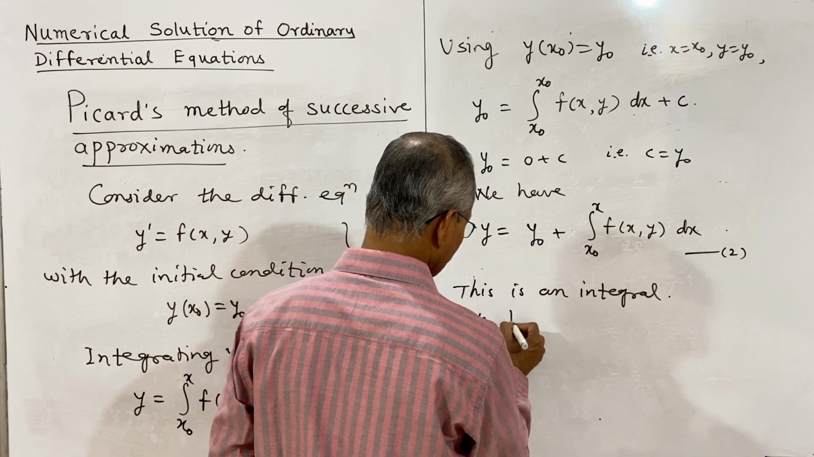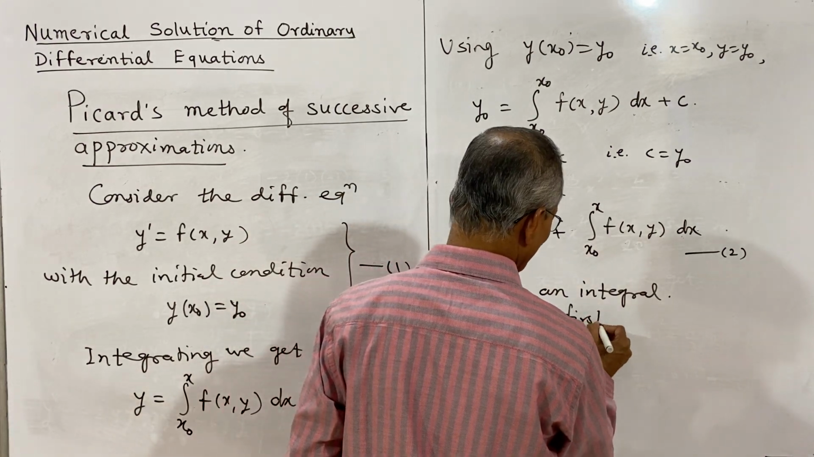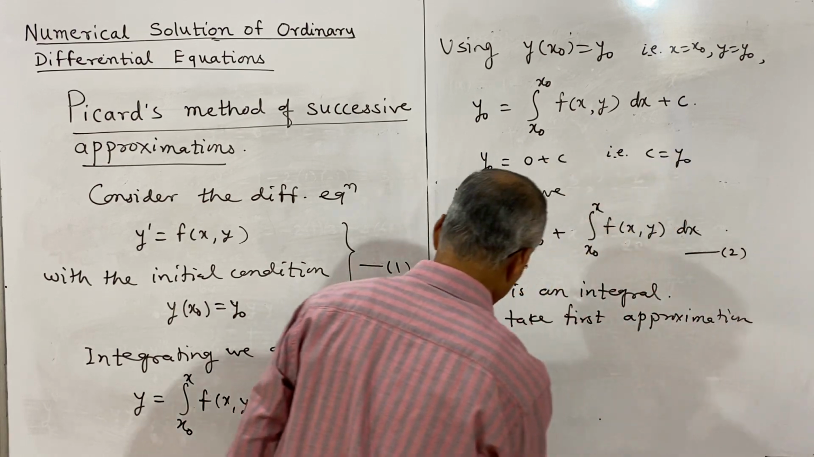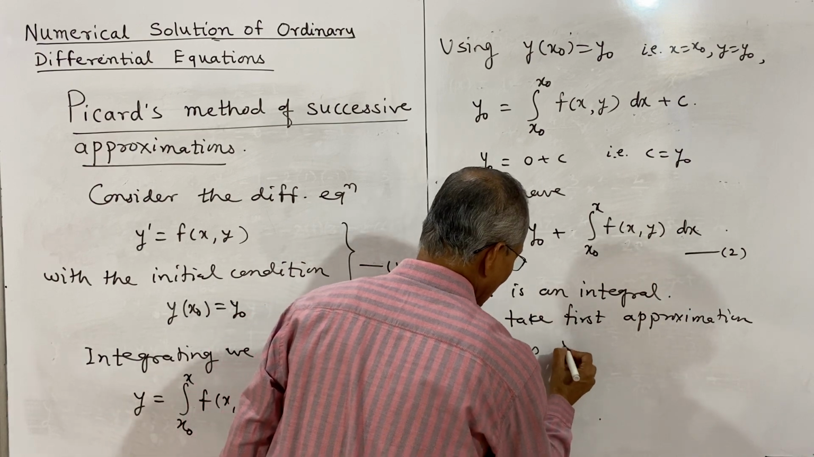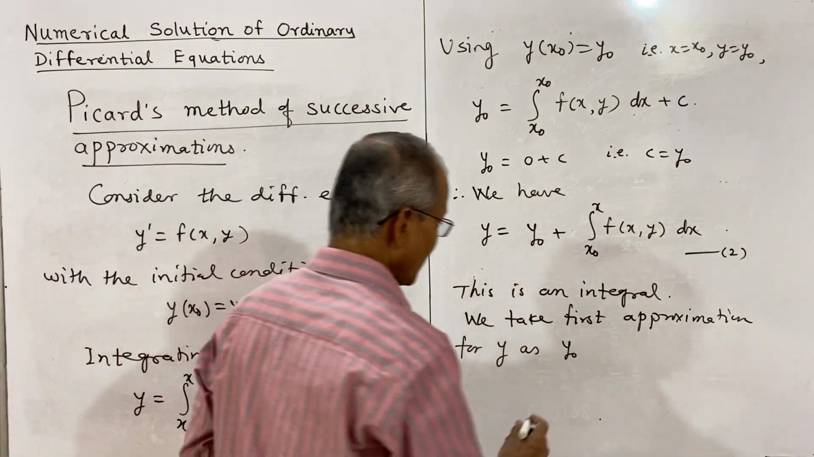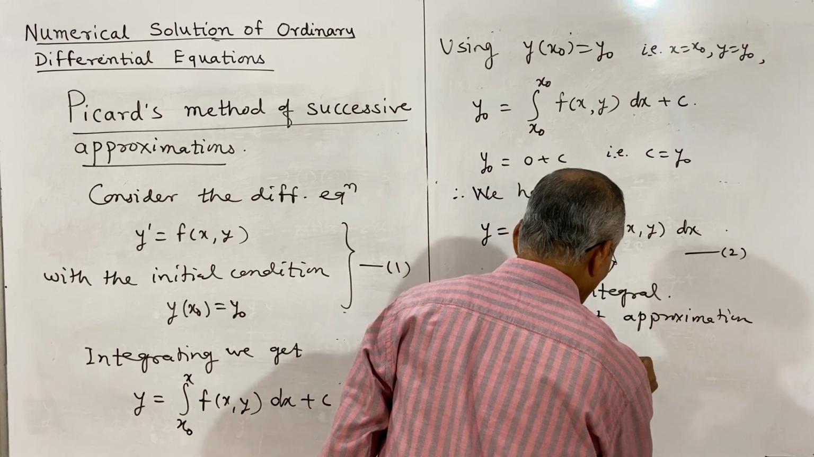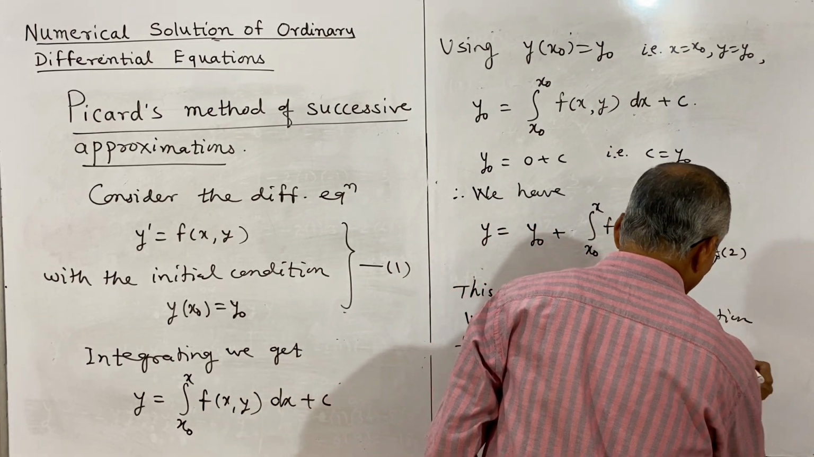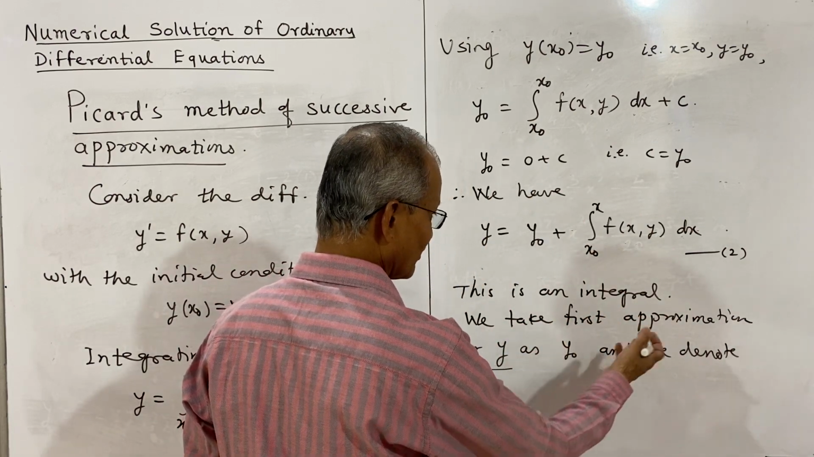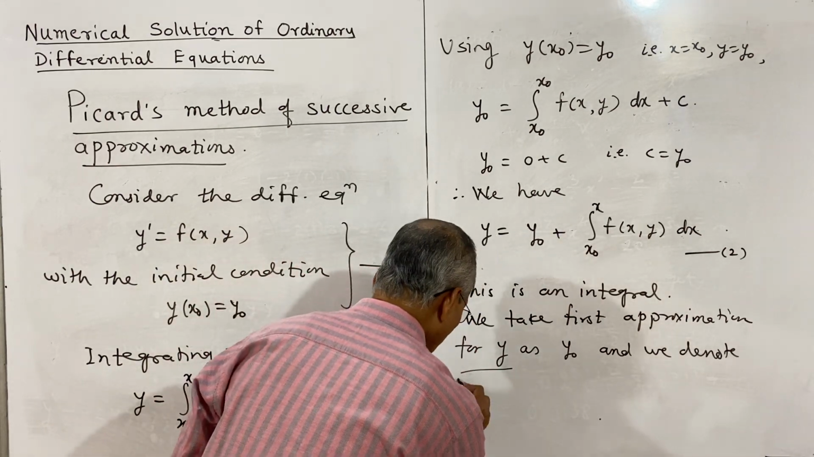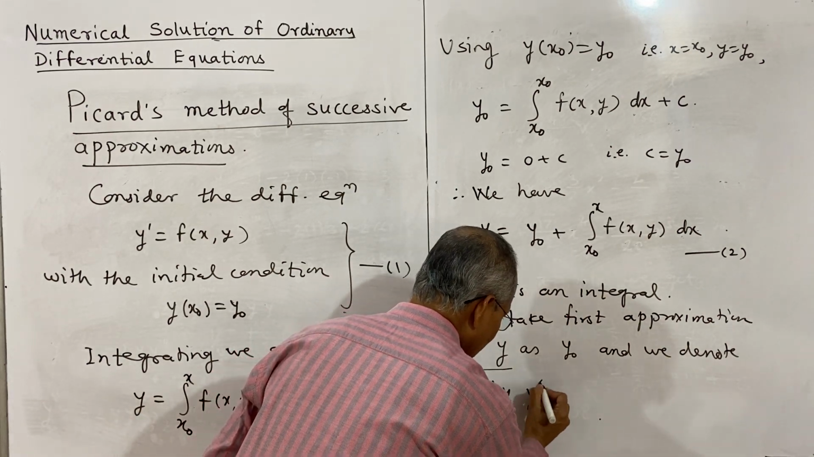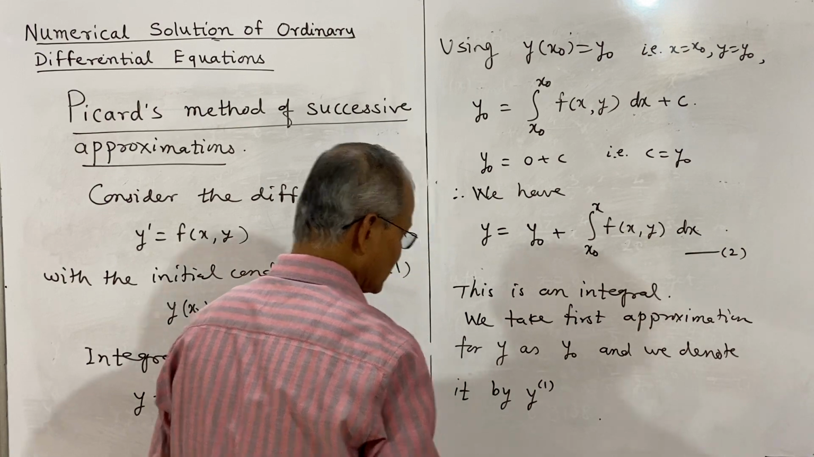So we take the first approximation for y as y naught and put this in the right side of 3 in the integrand, and we denote this approximation by y1, first approximation. This is y1 means first approximation, and thus what is y1?